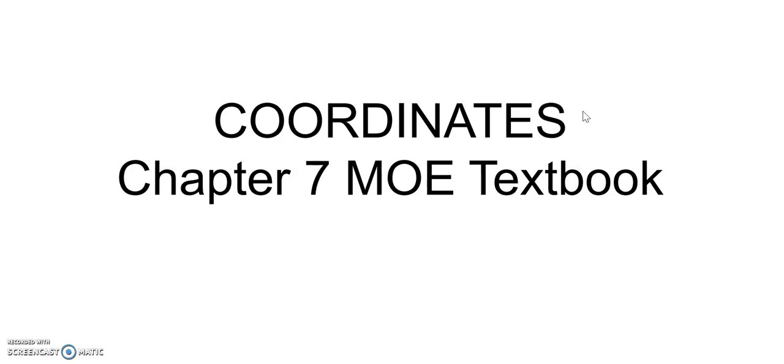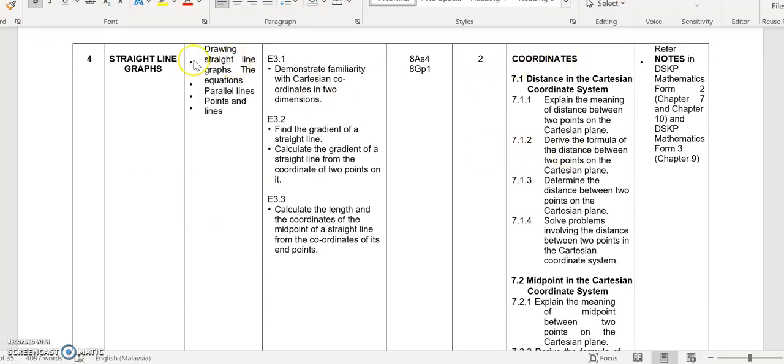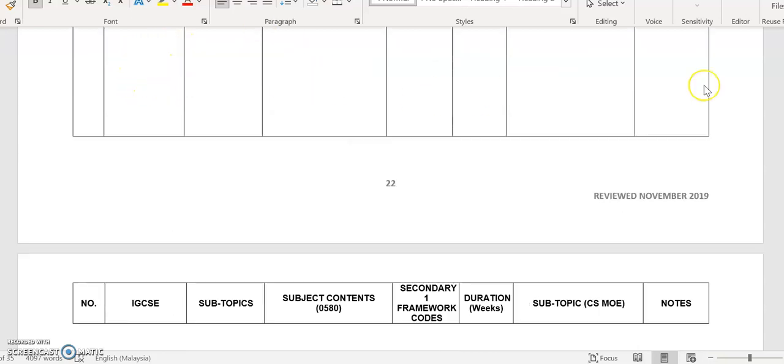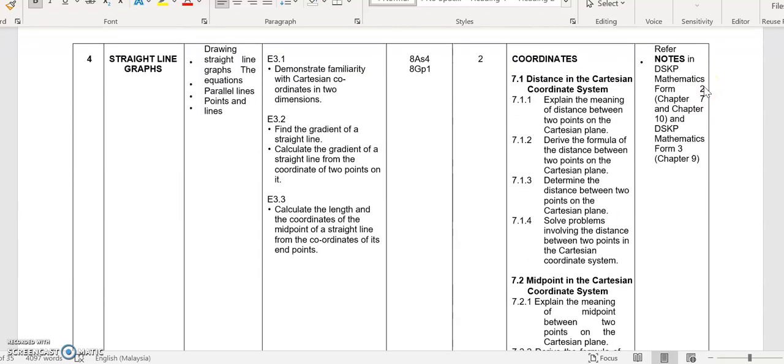So today we're going to learn the topic coordinates. That is in chapter 7, MOE textbook. You can refer to chapter 7, MOE textbook. It's actually before, under the topic straight line graph. So before we learn what is a straight line graph, we should learn about coordinates first. From this topic you should know what is a distance in the Cartesian coordinates, and then what is the midpoint in the Cartesian coordinate.